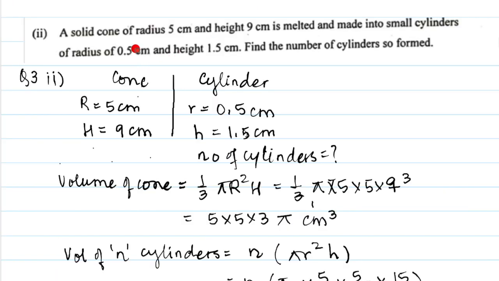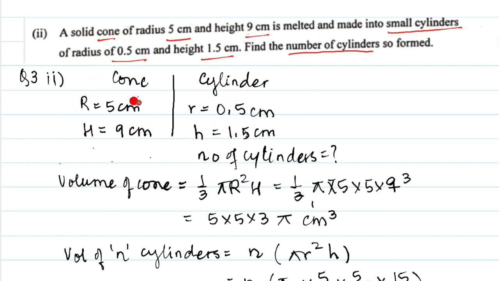Okay, let us come to question 3, the second part. A solid cone of radius 5 centimeters, height 9 centimeters is melted and made into small cylinders, radius 0.5 centimeter, height 1.5 centimeter, and find the number of cylinders. Now remember, one solid melts into another. Their volumes are going to be the same. Yes, so we will write the data for cone this way and cylinder this way for clarity of thought.